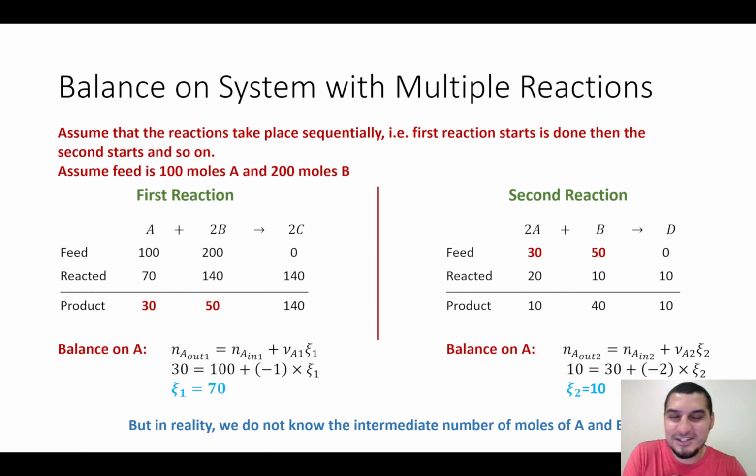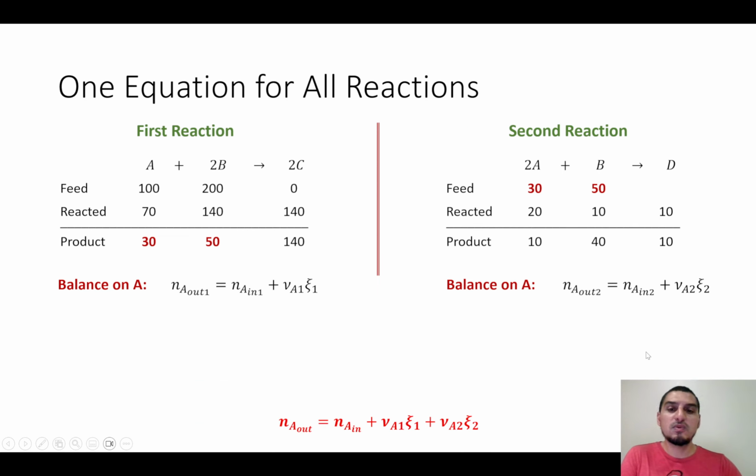So the reactions don't start one by one. It's not a line where each one takes its turn and then is followed by the next. They all happen at the same time. So the application of these equations here is not possible, because I don't know NA out 1 and NA in 2. I don't know this. So what we can do is write the equations and then see how we can simplify them.